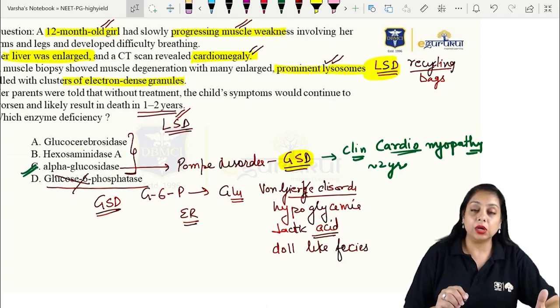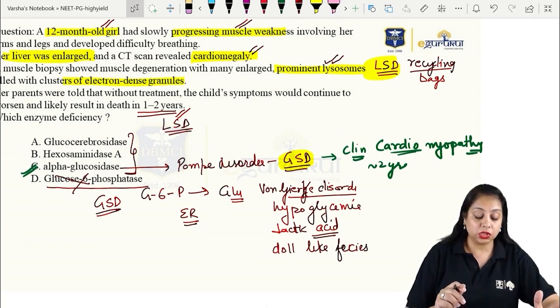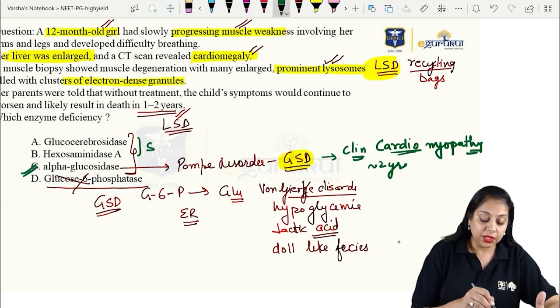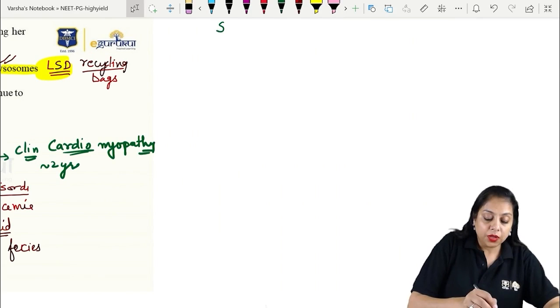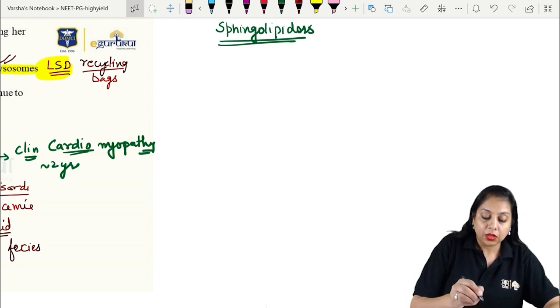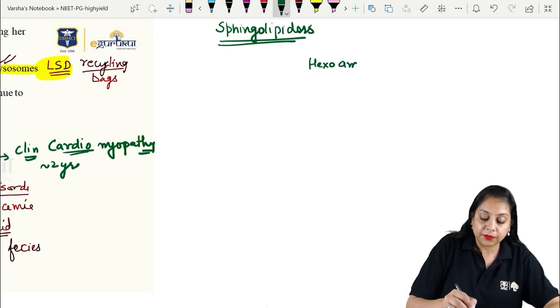Glucocerebrosidase and hexosaminidase are also lysosomal storage disorders, but these two are sphingolipidoses. If you have to compare them, what do we know? The enzyme given is hexosaminidase.